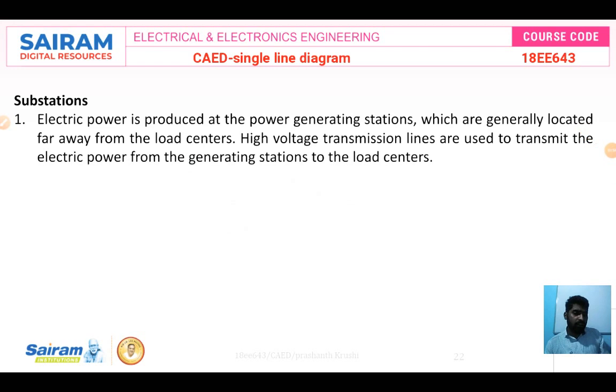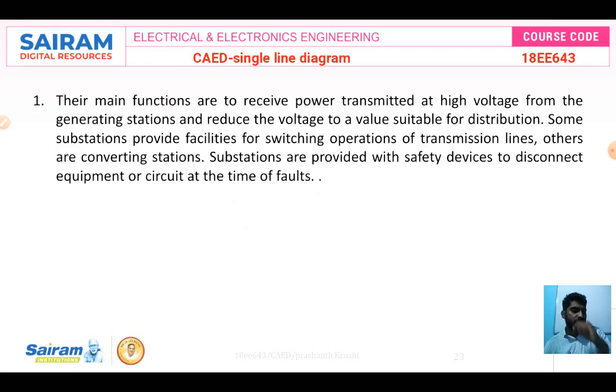So if it should reach the consumer side, we need to have some substations, some distribution stations. So for that we are having substations, and the main function of these substations is that it receives high voltage, 11 kilovolts, from the power station, and it also converts high voltage to low voltage suitable for distribution.